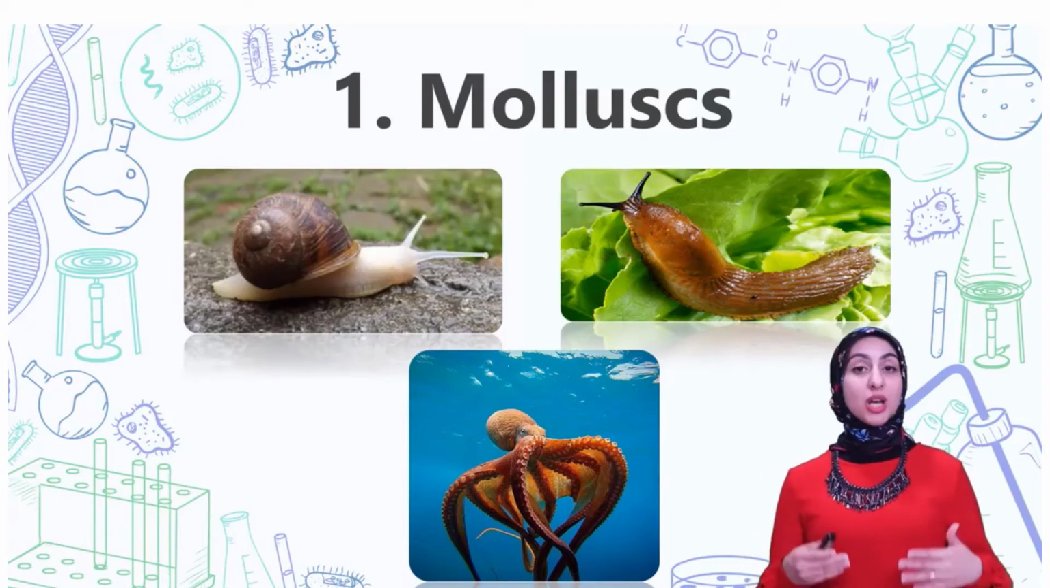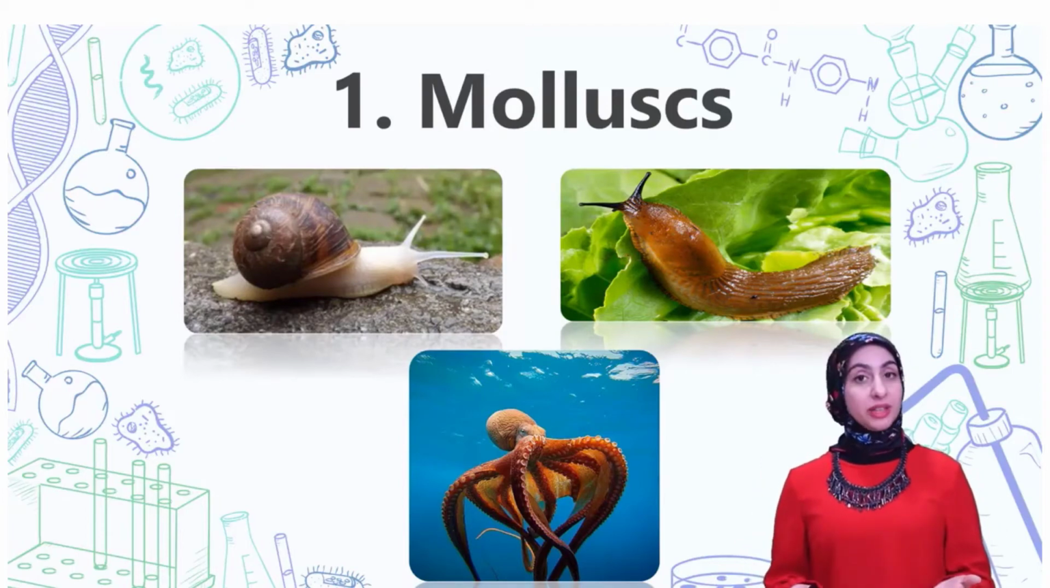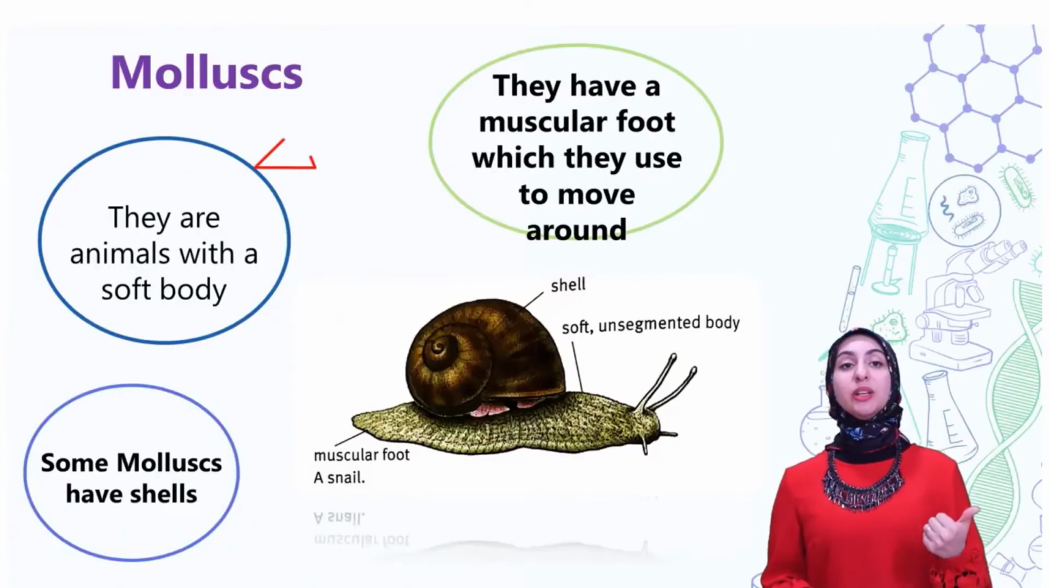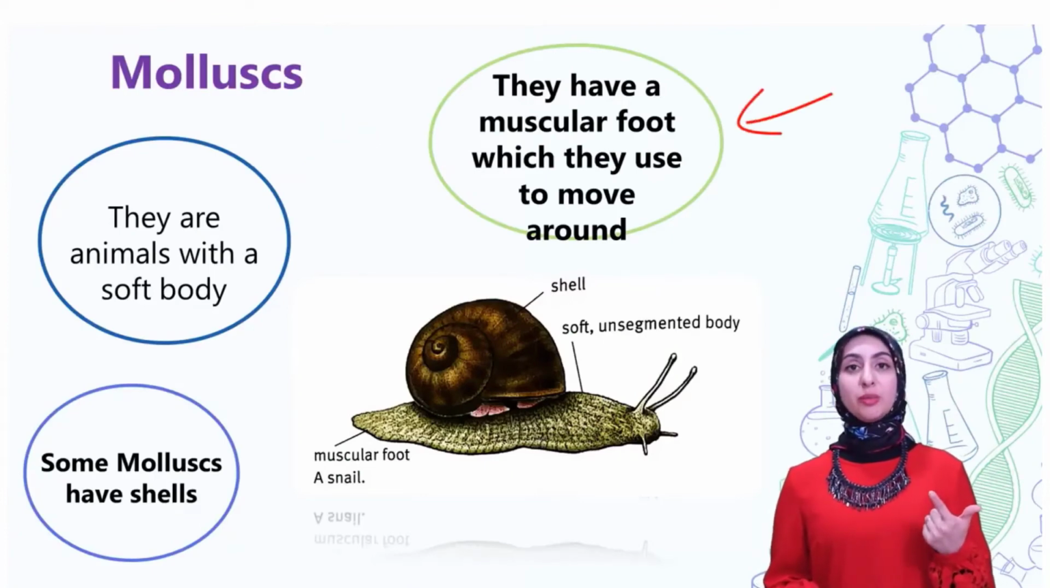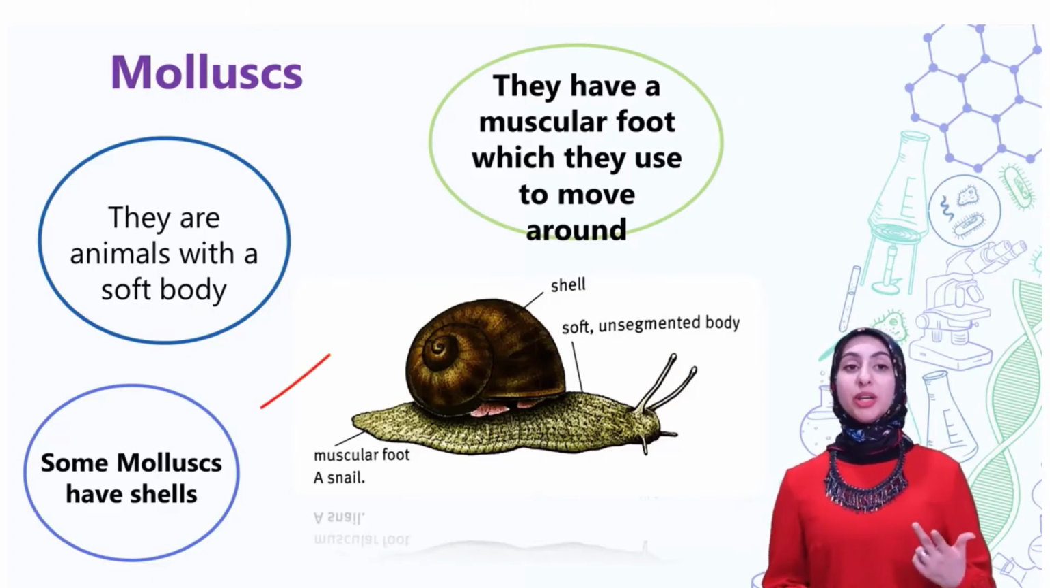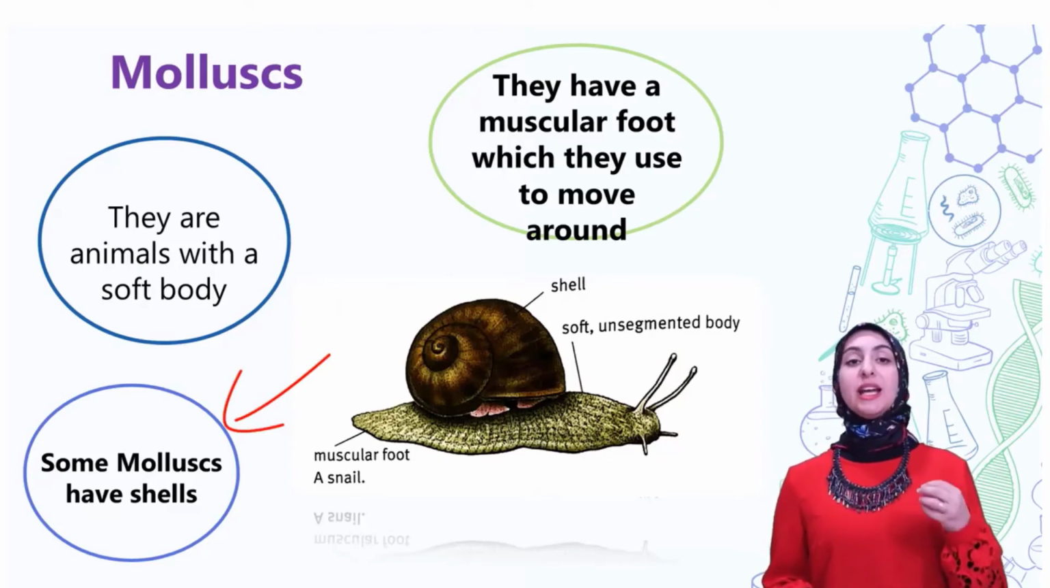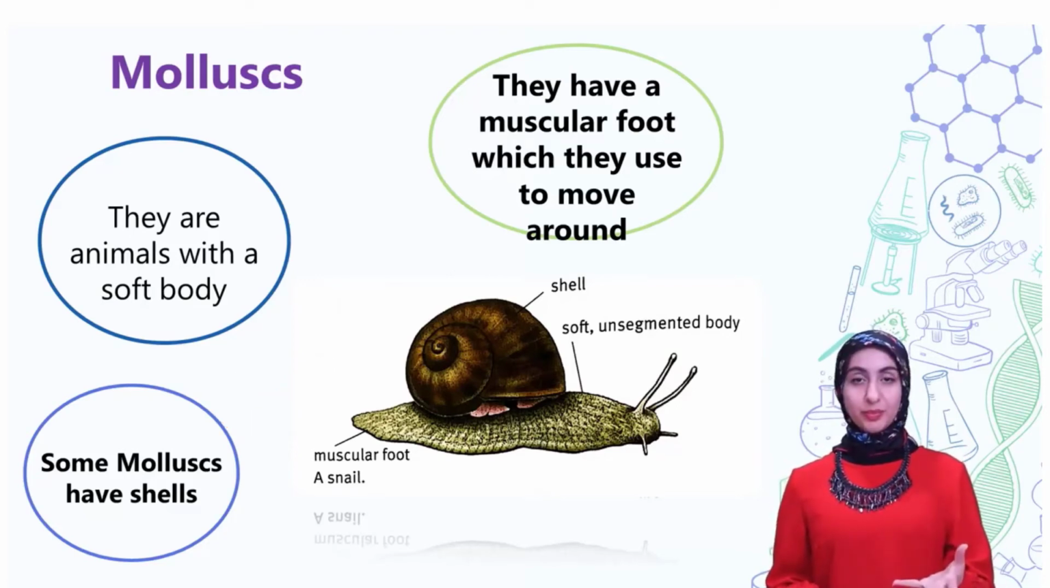So it has some characteristics. What are these characteristics? Number 1, they are animals with a soft body. Number 2, they have a muscular foot which they use to move around. Number 3, some mollusks have shells. Like the snail here, it has a shell.